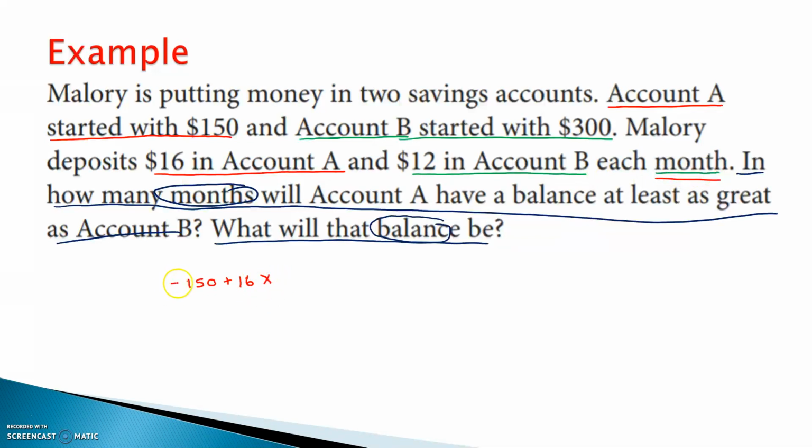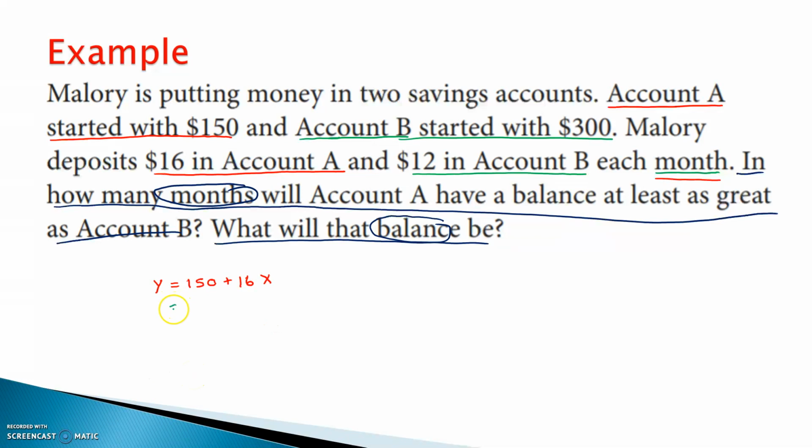Okay, well this should actually equal my total amount, my balance. So I'm going to use the variable y here. So that is my very first equation. My balance is equal to the original $150 that I had plus the $16 per month. So again, this is the 16x. All right, so that takes care of account A. All right, but what the heck? What about account B?